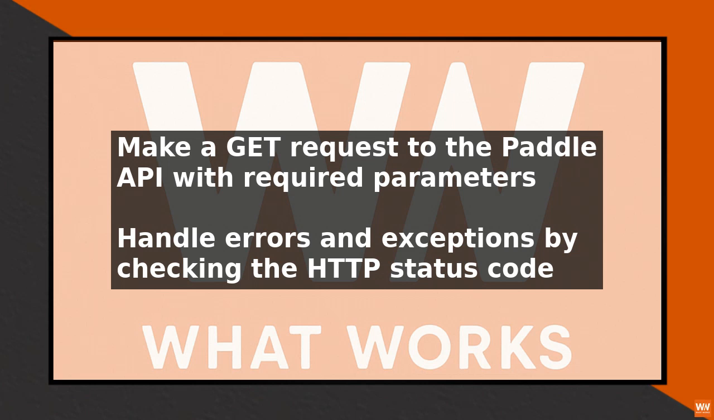You can do this by checking the HTTP status code of the response. If the status code is 200, the request was successful. If the status code is 400 or 500, the request failed. Finally, once you have successfully imported the Paddle recurring payments, you need to store the data in your database. You can do this by parsing the JSON response and inserting the data into your database.